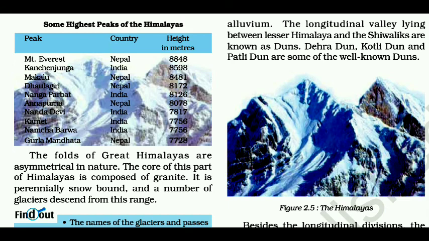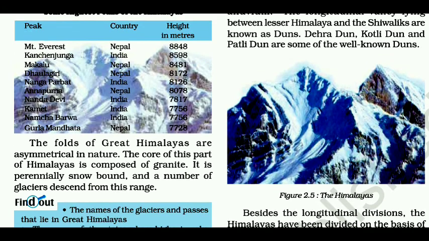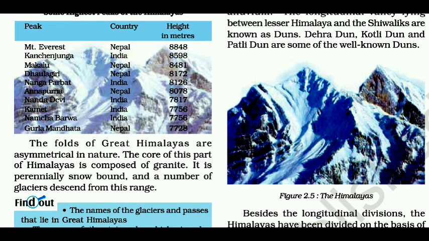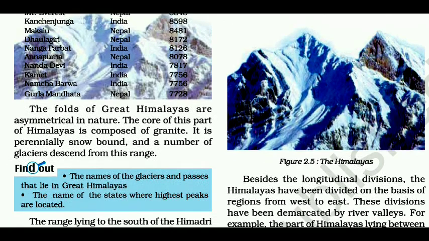Nanda Devi in India, height 7,817 meters. Kamet in India, height 7,756 meters. Namcha Barwa in India, height 7,756 meters. Gurla Mandata in Nepal, height 7,728 meters.